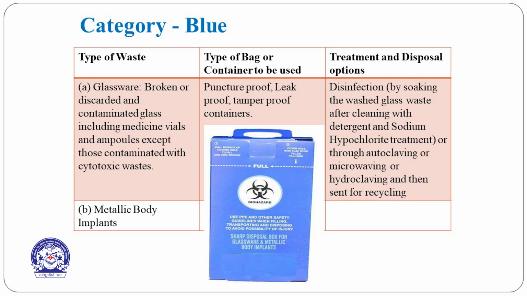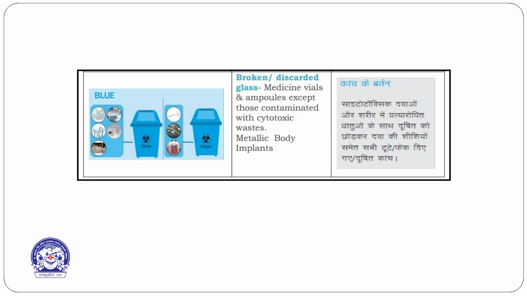The treatment is disinfection by soaking the washed glass waste after cleaning with detergent and sodium hypochlorite solution, or through autoclaving or microwaving or hydroclaving, and then sent for recycling. So the waste in category blue is, after the treatment, sent for recycling. In a brief summary, medicine vials and ampoules, except those contaminated with cytotoxic waste, and metallic body implants, are to be stored in blue containers.